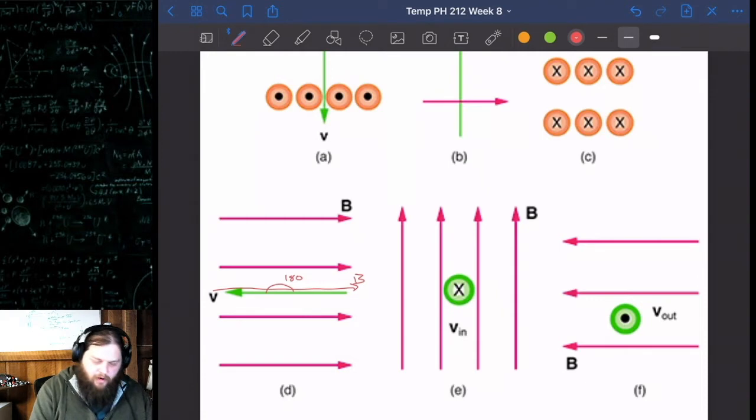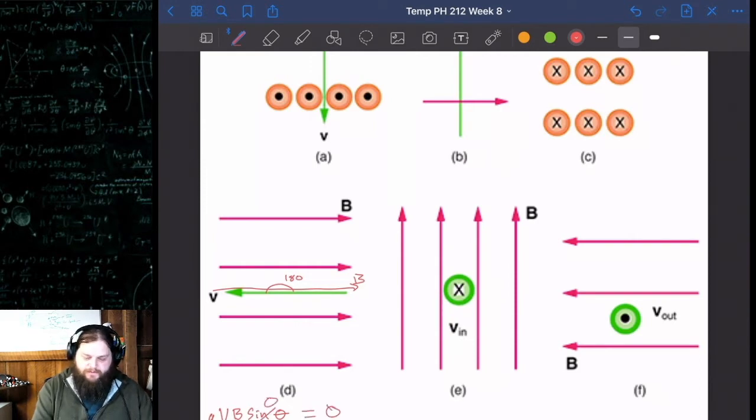So remember our equation said QVB sine of theta. In this case, theta is 180. Sine of 180 is 0. So this is actually going to have a 0 vector. So there's not going to be any force on this particle because the magnetic field is 180 degrees. The same would be true if it was 0 degrees in the same direction, parallel or anti-parallel. It's always going to have 0 force on it.